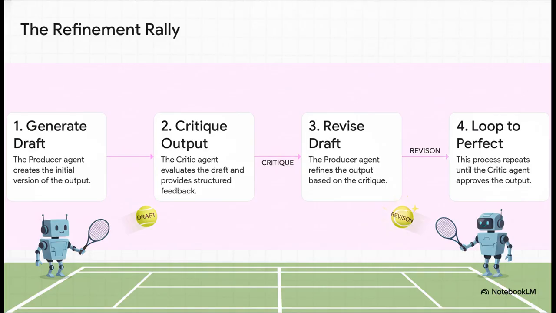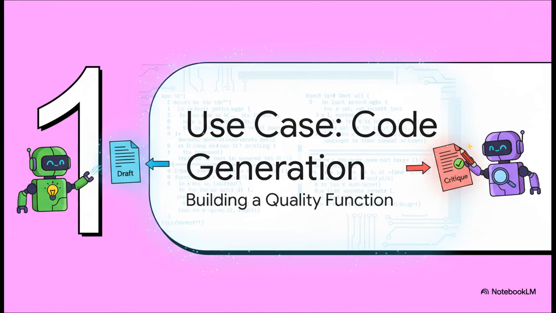It goes like this. Step 1, the generator serves up its first draft. Bam. Step 2, the critic smashes it back with really specific, structured feedback on everything that's wrong. Step 3, the generator takes that feedback, reworks its code, and returns a much better version. And they just keep doing this back and forth, until the output is perfect and the critic says, okay, you're good to go.